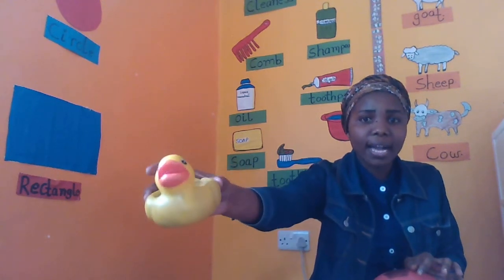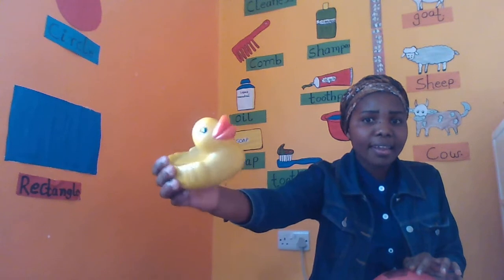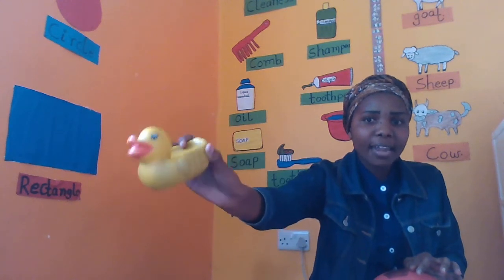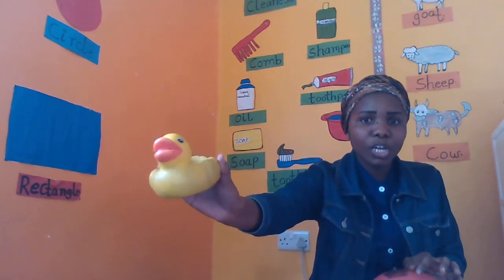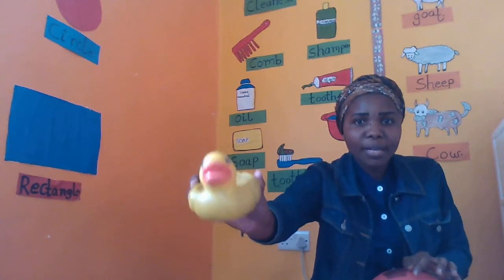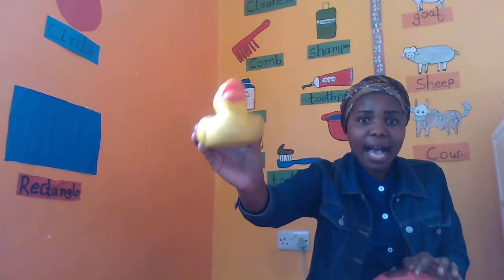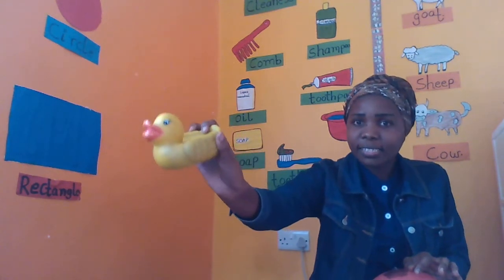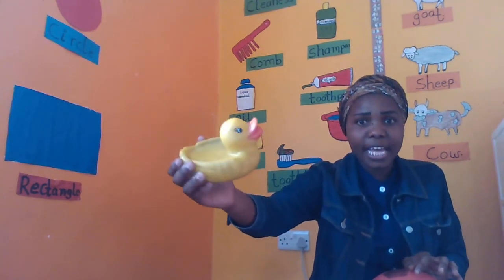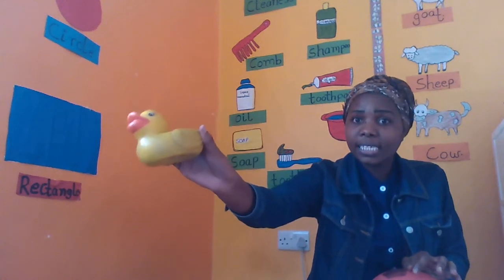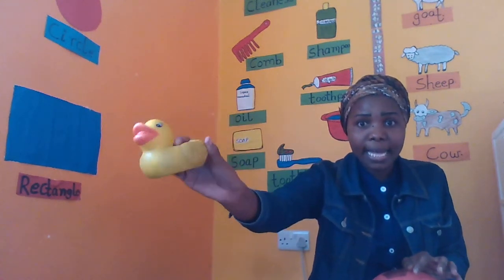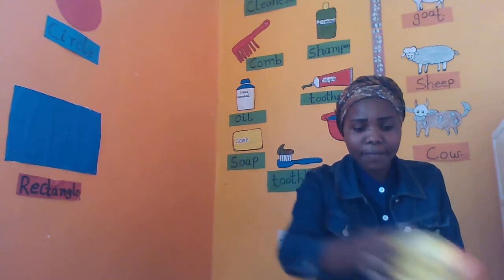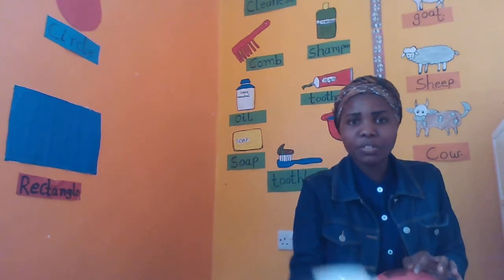Say a duck. Very good. What if you say quack, quack, quack? This is a duck. This duck, it has color yellow. Very good. How about this one?